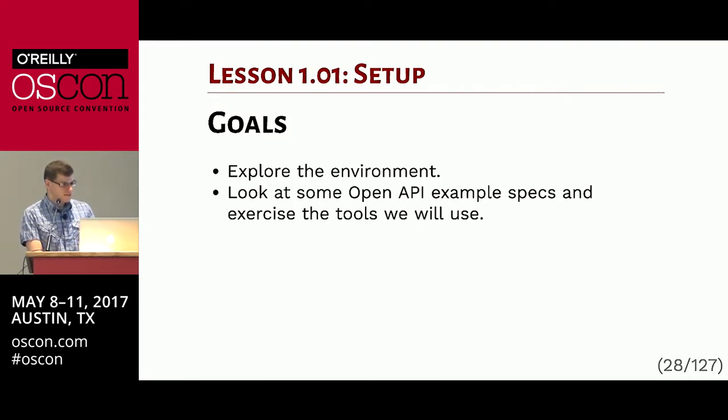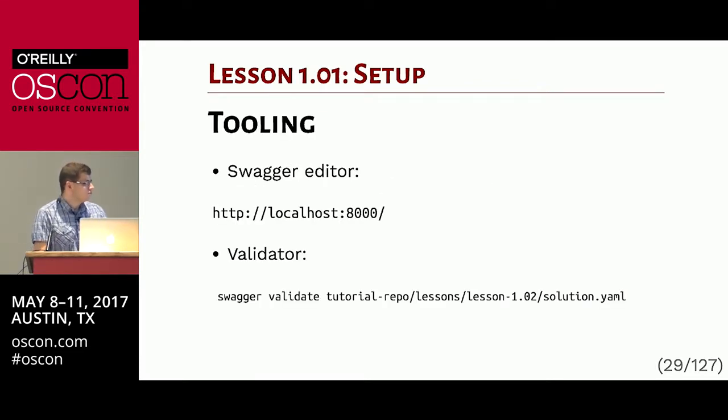So this first lesson, we're going to explore a little bit the environment, the initial tool you have in the VM, looking at some OpenAPI spec examples, and exercise the tool a little bit. If you have the repo cloned and the VM started, you should be able to go to your localhost port 8000 and see a Swagger editor there. If you're editing stuff locally with your local editor the way you like, you'll be able to SSH to the VM and run the Swagger validator and see if your spec is valid or not.